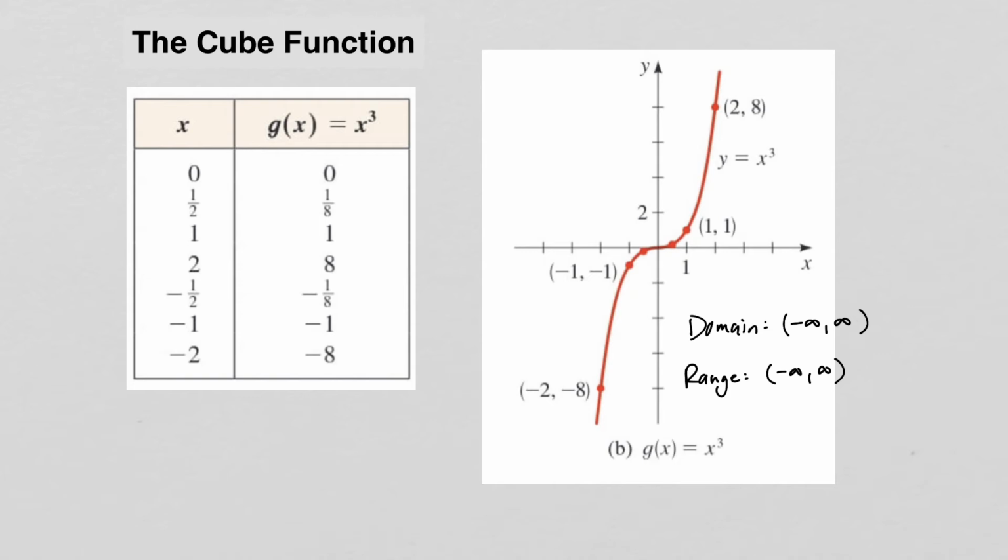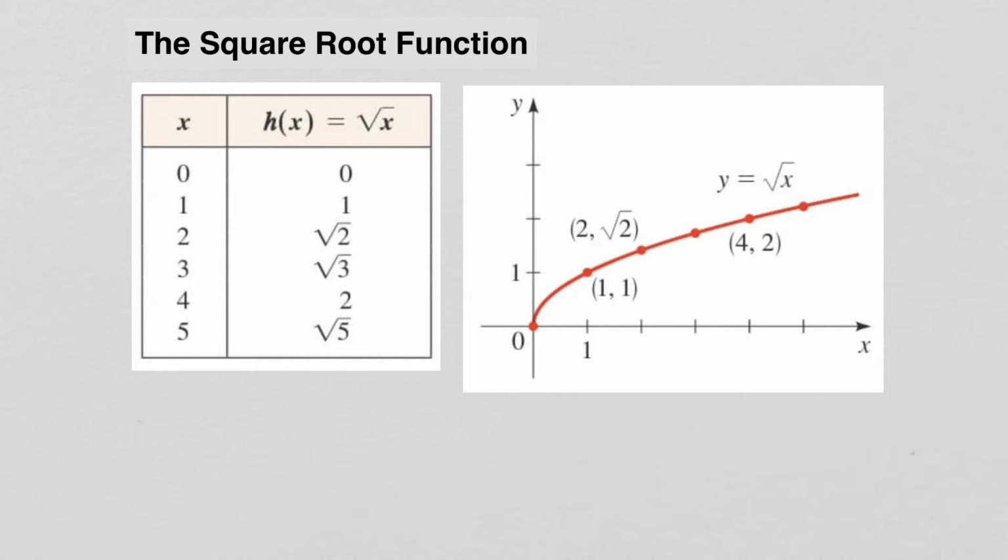And these basic functions that I'm showing you here, you should try to commit these functions to memory as much as possible because they come up all the time. Let's take a look at another. The next function that we want to look at is called the square root function. And the square root function is just the square root of x.